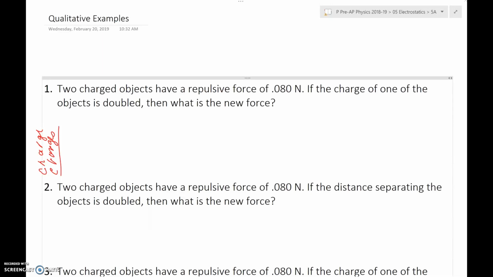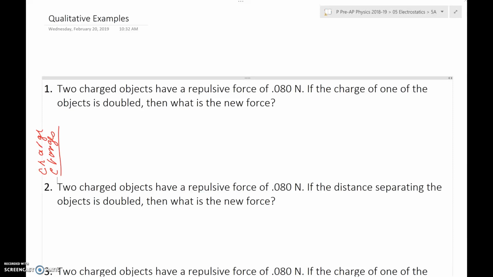All right, what we've been doing is quantitative, meaning we've been doing pure numbers. We're going to work a little bit more qualitative now. How do we find a force, or how do we know what happens to the force if you don't actually know any of the charges, you don't know the distance, you just know that something got doubled or tripled or cut in half? So these examples match on the worksheet that you've got to 1, 3, and 7.